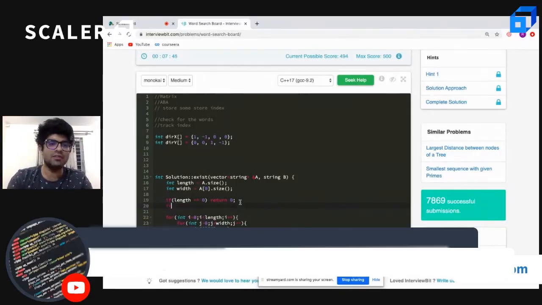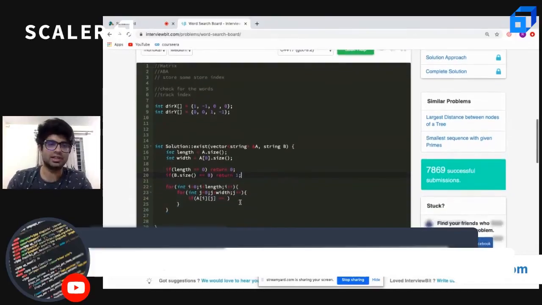If I have been given nothing, if b dot size is zero, this is also an edge case, because in that case I've automatically figured out that word. So I need to return one in that case. So you can check only then. What I can do, I can apply the DFS.